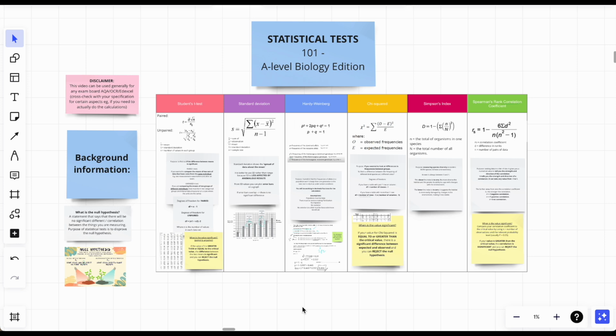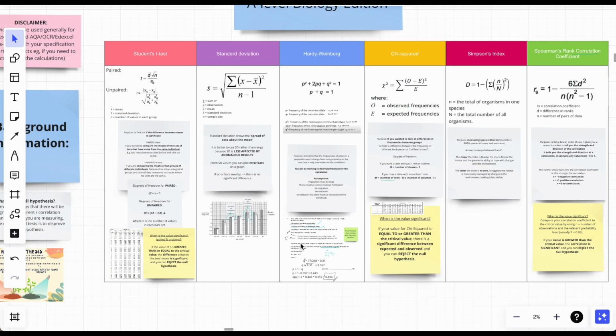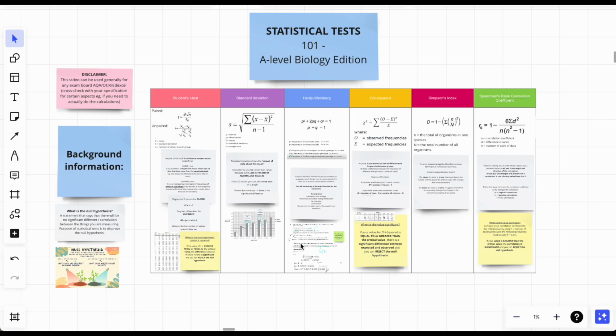Stats tests are so neglected, literally until the last minute before the exam, because everyone's like, oh no, it's fine, I'm just going to focus on content. True, very true, but also quite a few marks actually come from stats test questions. It's actually really important you do know them.